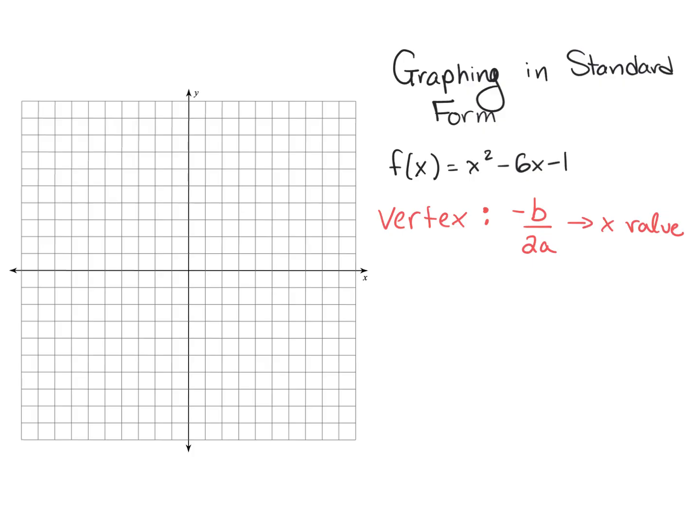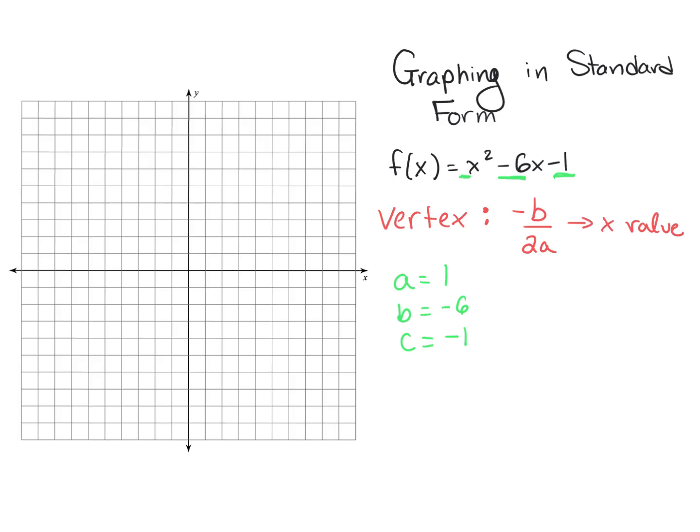So how on earth do I use that? Well, to do that, I need to know what my a, my b, and my c values are in this particular standard form of the equation. So my a value is going to be the coefficient that's in front of my x squared, and you'll notice there's nothing there, so that means that my a value is 1. My b value will be the coefficient in front of my x term, so that's -6, and my c value will be my constant that's at the end, which is -1.